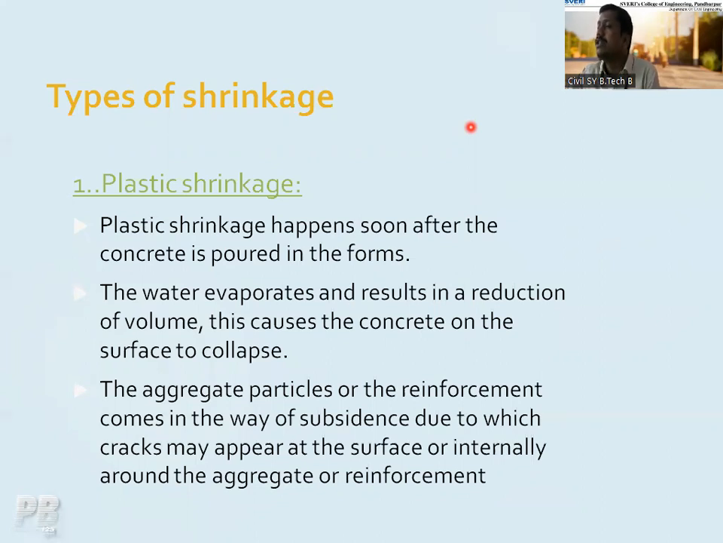So immediately after pouring the concrete in the structure, you are going to see the plastic shrinkage. What is going to happen actually? The water evaporates and results in the reduction of the volume. This causes the concrete on the surface to collapse. So the aggregate particles or the reinforcements come in the way of the subsidence, due to which cracks may appear at the surface and internally around your aggregates or the reinforcement. So what is actually going to happen in case of plastic shrinkage?